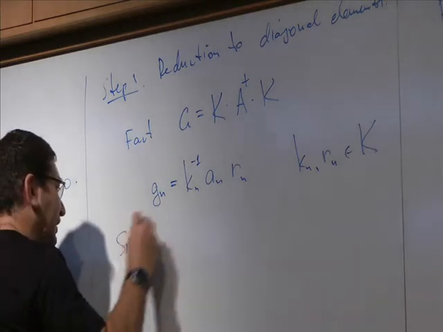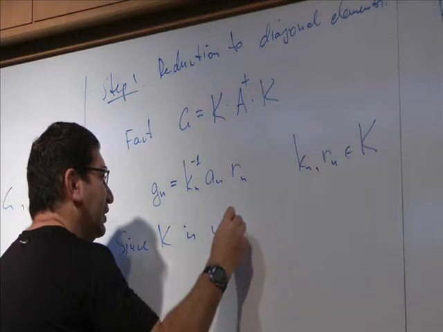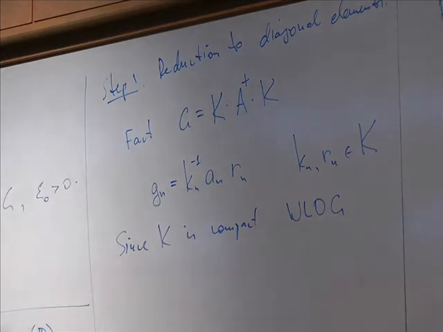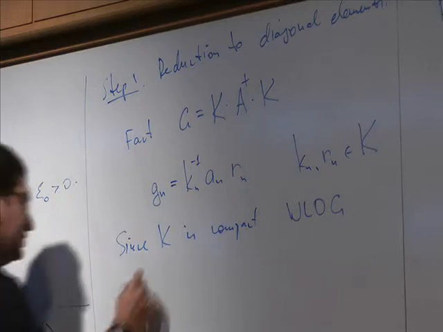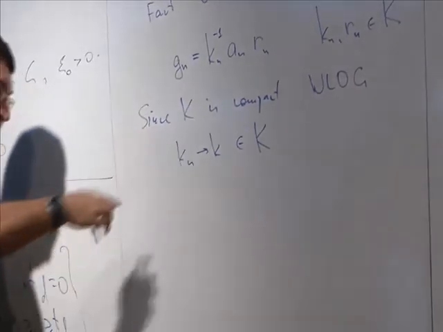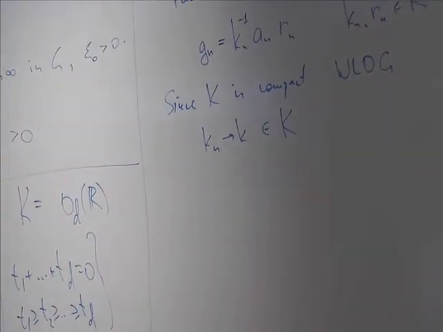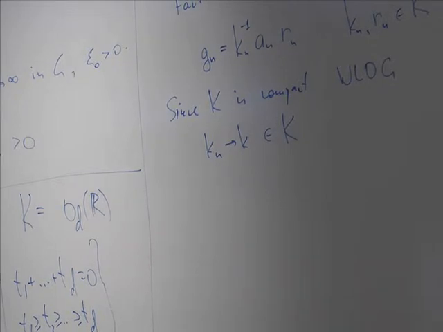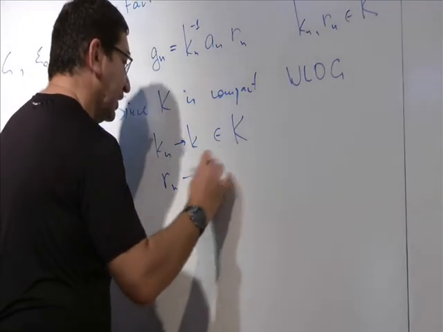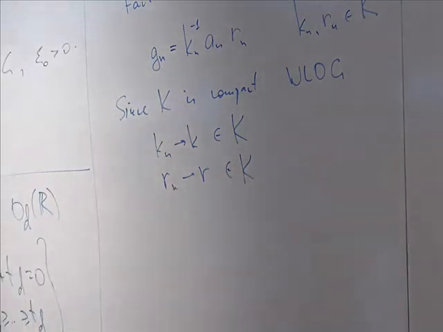Now, since K is compact, without loss of generality, passing to a subsequence, I still have the same thing, right? So I'll pass to a subsequence such that k_n converges to some little k in K. Because K is a compact group, I can do that. Okay? Now I can pass to a further subsequence so that r_n converges to r in K. Right? I'm not changing the indices.